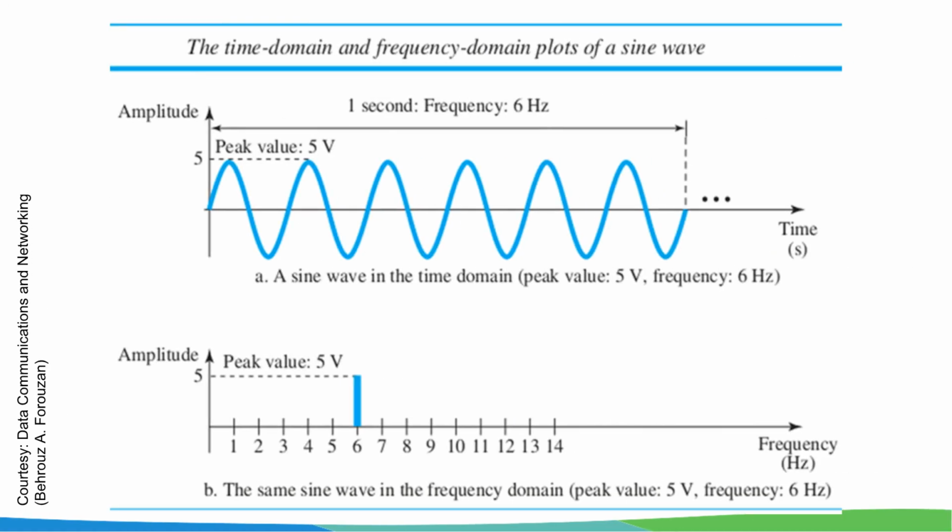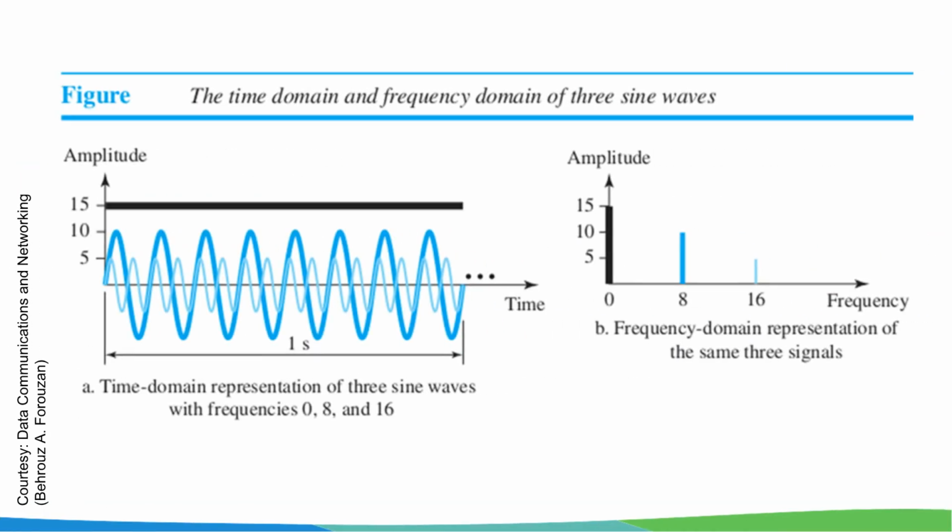This slide contrasts the time domain and frequency domain plots of a sine wave. The time domain shows the signal oscillating over time, while the frequency domain isolates the signal's frequency component. Finally, we see the time and frequency domain representations of three sine waves. In the frequency domain, the presence of frequencies 0, 8, and 16 Hz are clearly visible as distinct peaks.